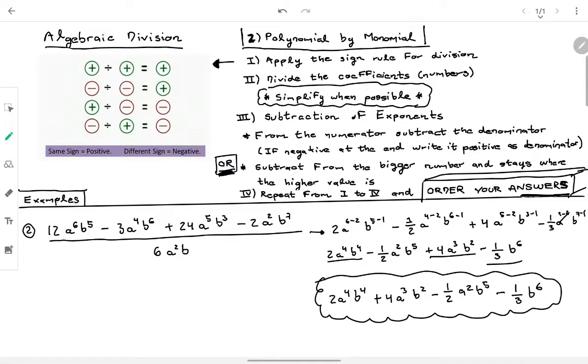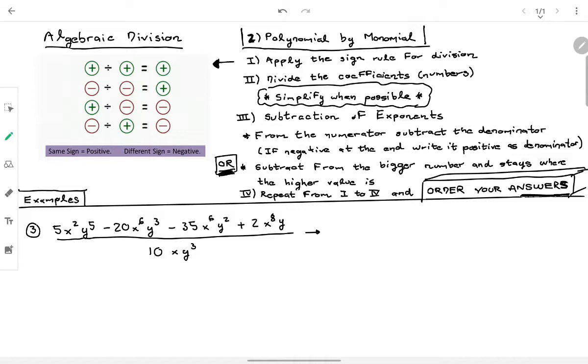And this is going to be our final and ordered answer. So in this case, it's the same process, dividing a monomial by monomial many times, and at the end we will need to order our results. Let's see another example. So in this exercise, it's very similar. We have a polynomial divided by a monomial, so we can start with the first term and then with the next ones.